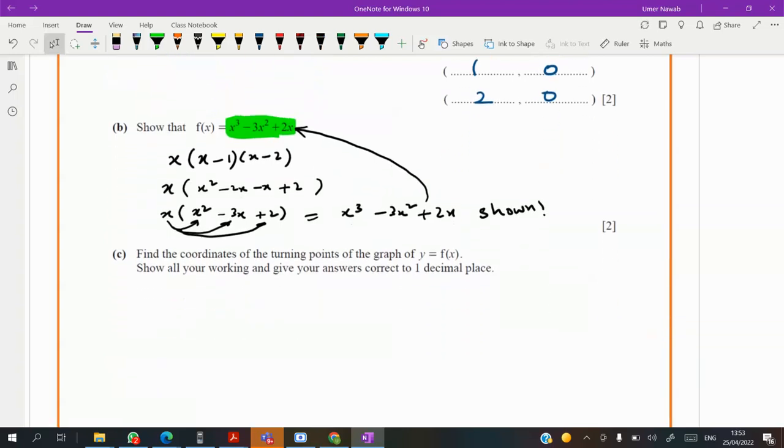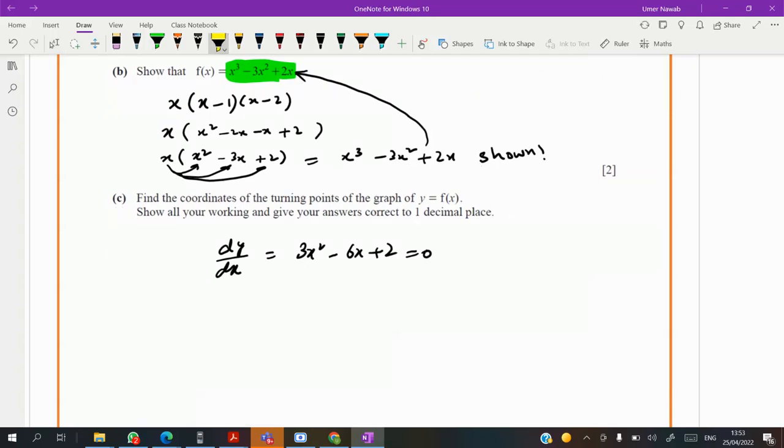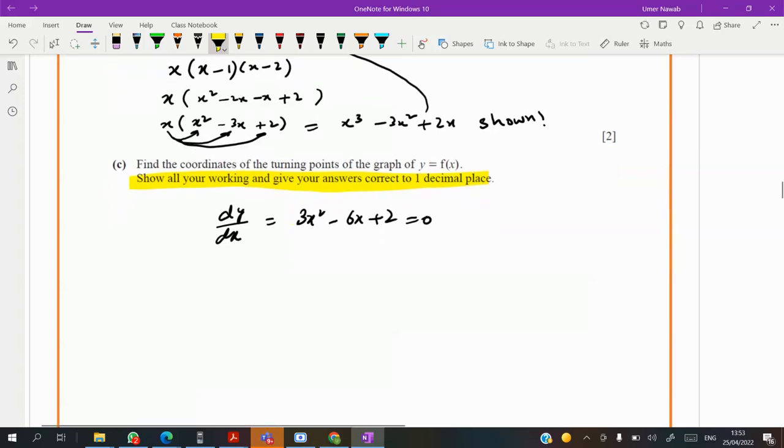A turning point. So for the turning point, we need to get the derivative. So dy by dx, x to the power 3 becomes 3x squared minus 6x plus 2. It's a quadratic equation. You put it equal to 0. Since he wants to get the answer in decimal places, so it is 100% sure, we cannot factorize it. We have to use the quadratic formula.